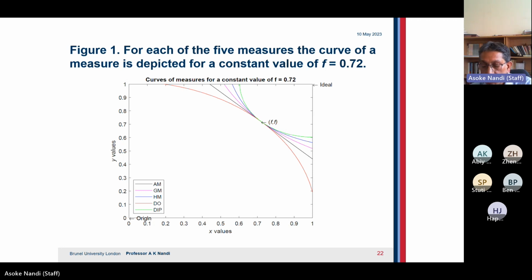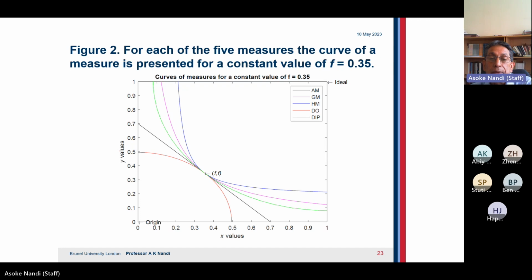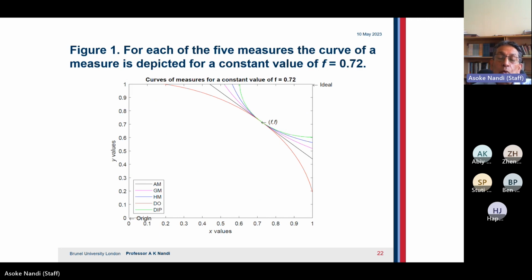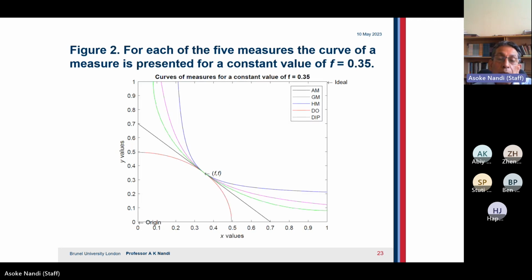As I said, I'll give you time to ask me questions if you have any. So that was for F 0.72. Since one is the best, this is the high performance end. But we can also look over here, where is 0.35, which is the lower performance end, if you like. What's happening here is, remember, red was the worst because it had more area, and it's still the worst. But green was the best, and it's not the best anymore. In this case, blue is the best.